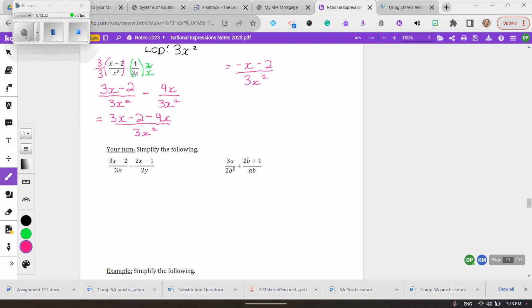So check, make sure we can't simplify any further. No factoring can be done, so then we just say x cannot equal 0 as our non-permissible values, as we have monomials on the bottom of my fraction. Okay, so that is my final answer. Go ahead and try the your turns. Pause the video.